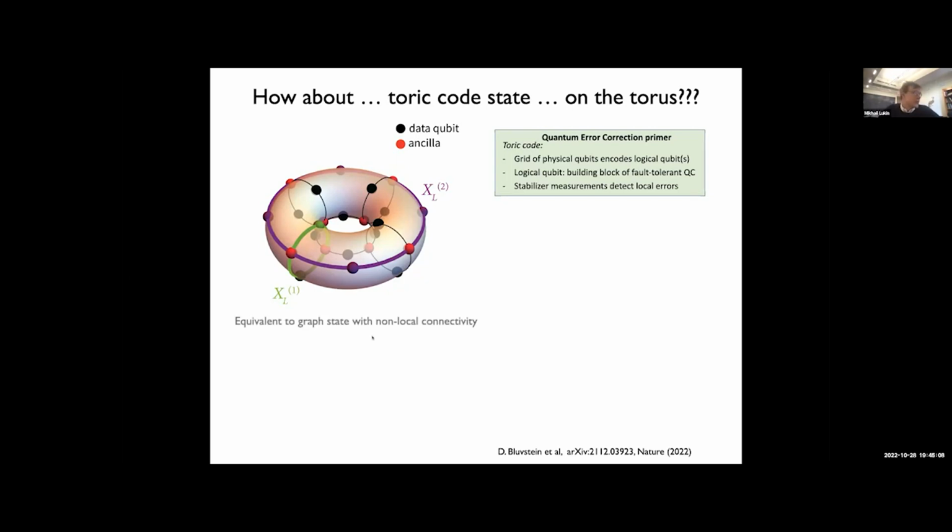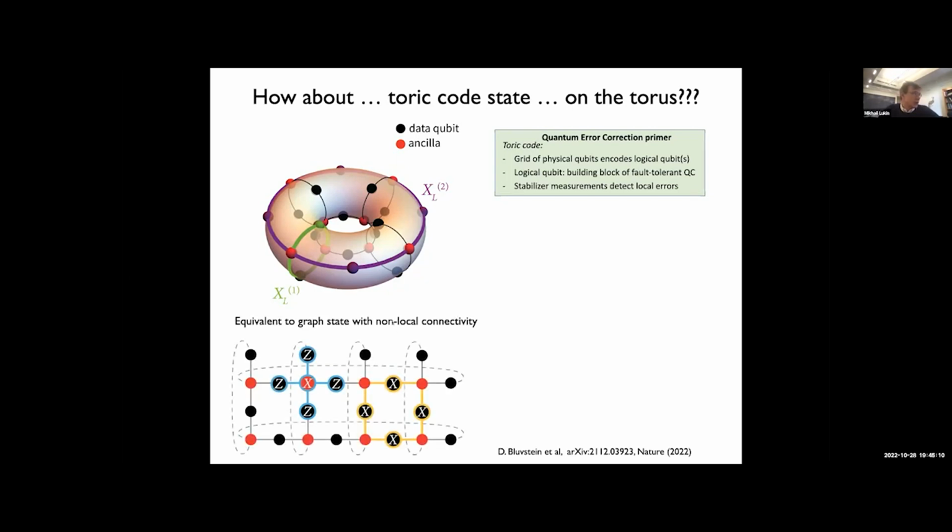Well, it turns out that the toric code is equivalent to a graph state with non-local connectivity. So if you somehow can design wires which will connect these ancilla qubits to qubits on the other side of the system, or these ancilla qubits on the top of the system, then you can actually do this kind of local parity check. You can create logical states.